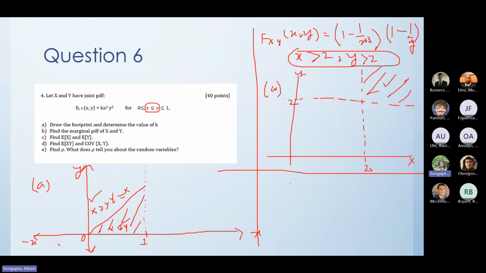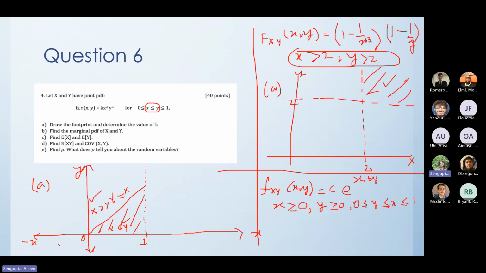We had another problem where f of x y was given to be c e raised to x plus y, and the region of interest was an interesting one. X greater than or equal to 0, y greater than or equal to 0, and then he also gave that 0 is less than y less than x. I completely forgot, so I'm just going to write 1 because I don't remember it exactly.